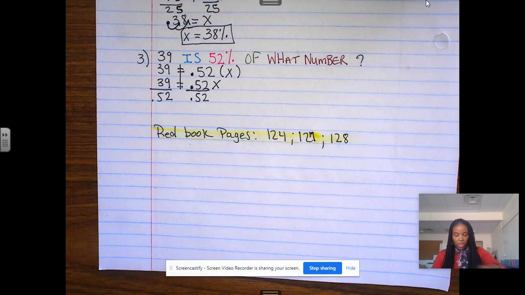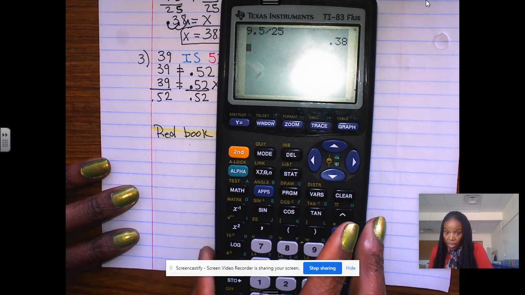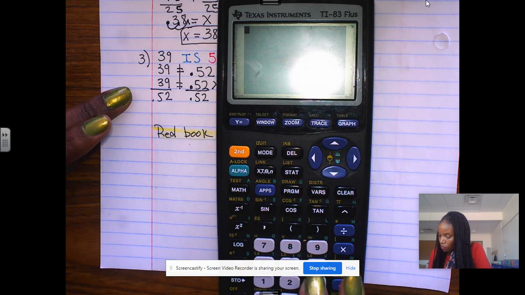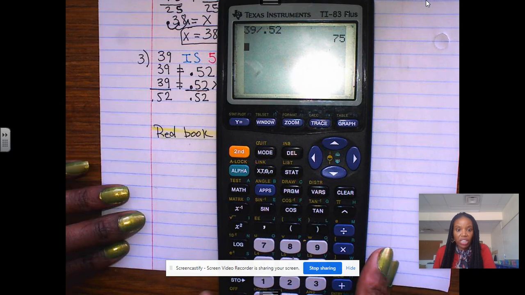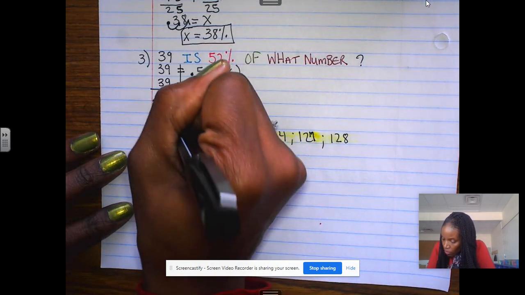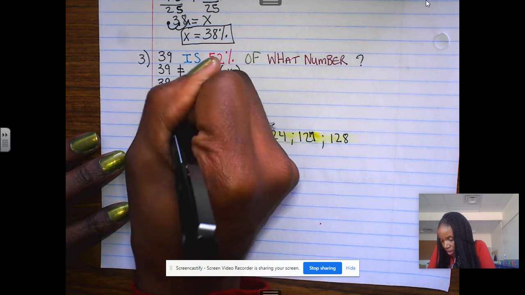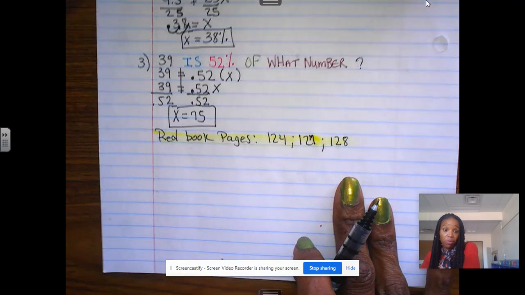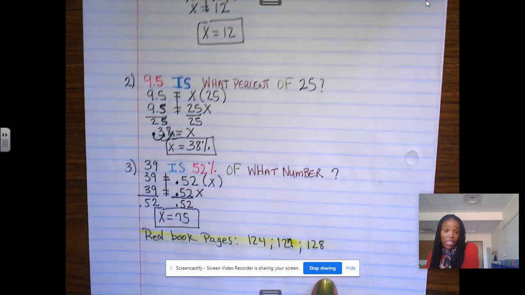And so then I'm going to end up with calculator. And I'm going to say 39, which is my numerator, divided by 0.52. And my answer is 75. So x equals 75. Or 75 equals x, whatever. It's the same thing. Now, because that's what number, so I don't have to change anything. So that is how you do that.